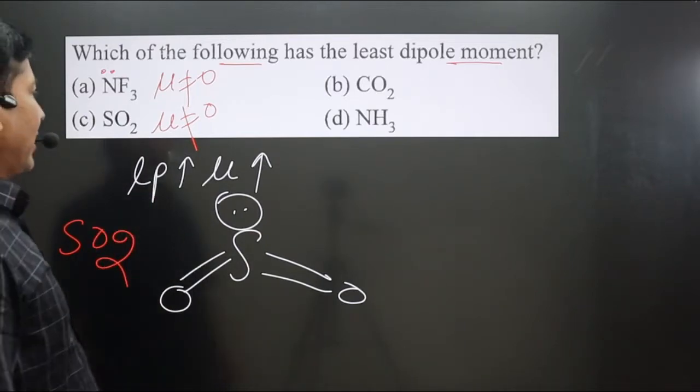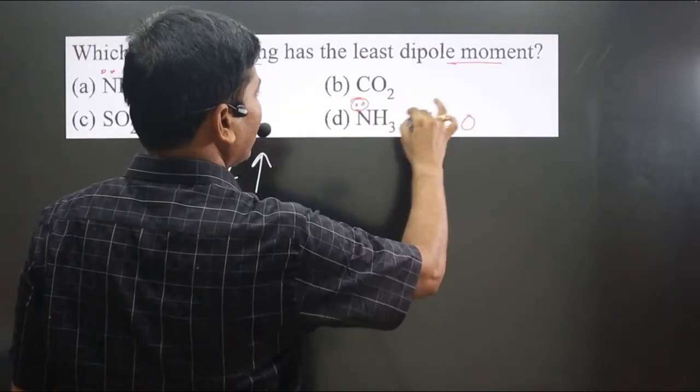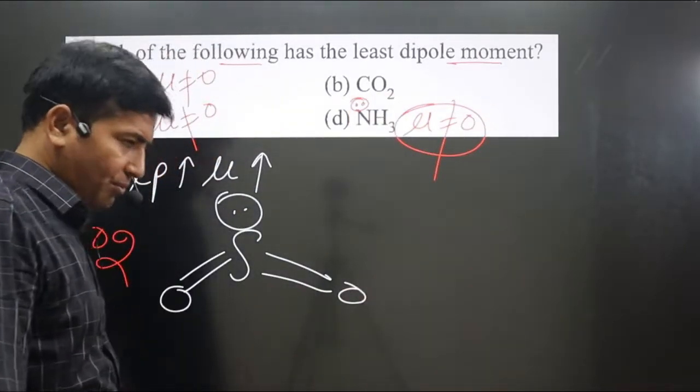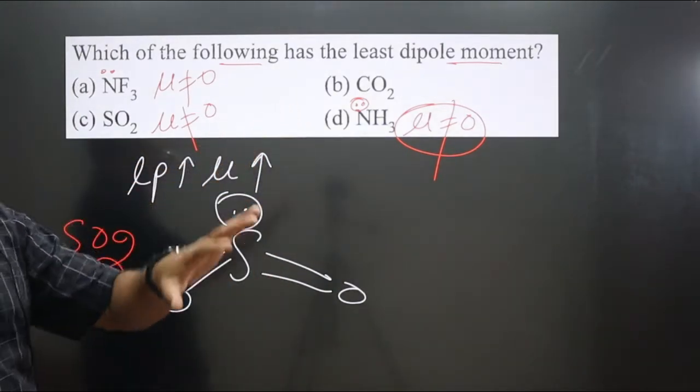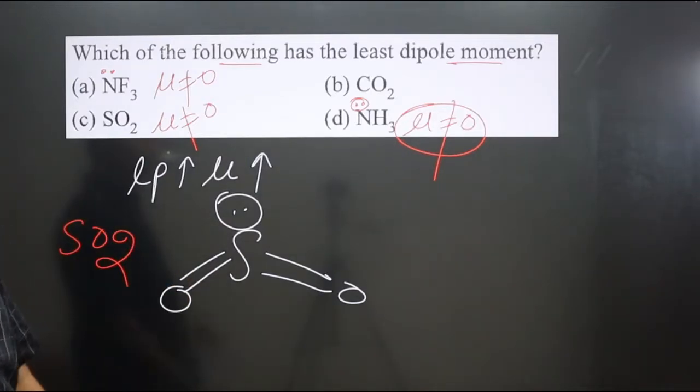Okay. Again we are getting NH3. In this case also dipole moment will be non-zero because central element is having a lone pair. Non-zero means some polarity will be there definitely.